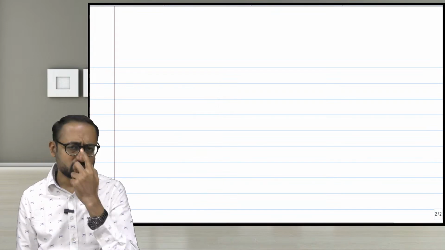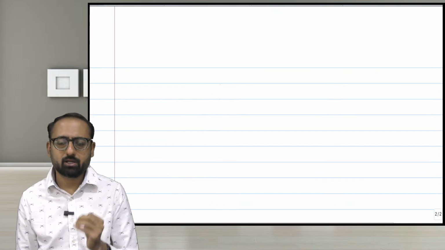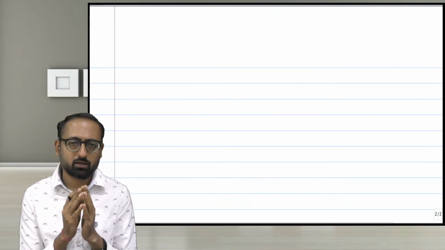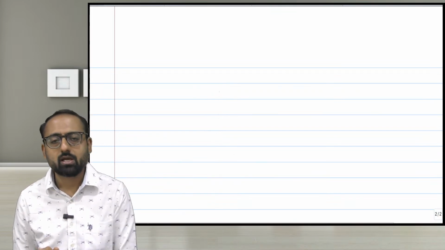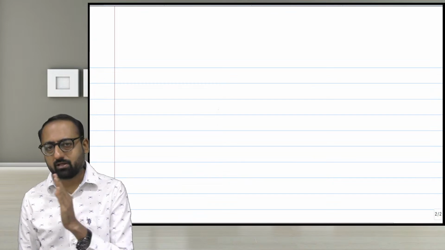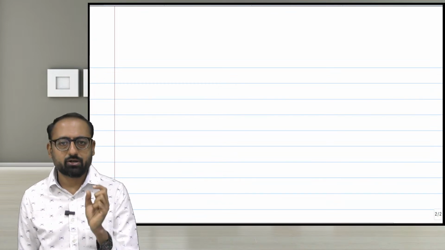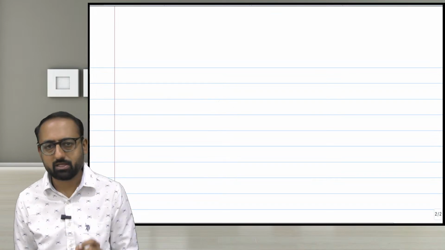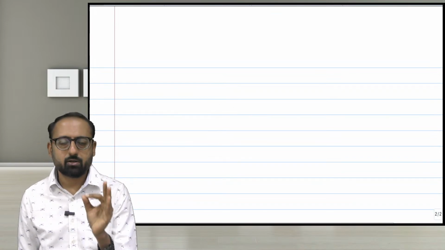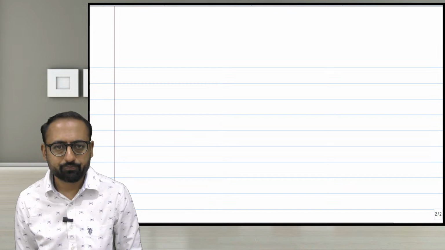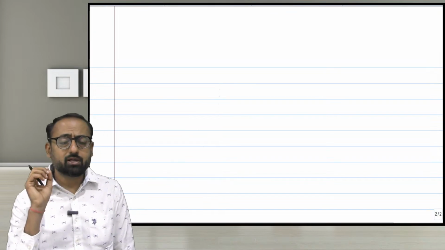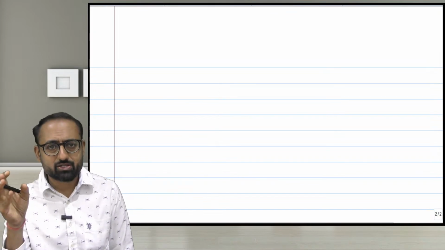Then in the last part, we saw labor turnover. Labor turnover is calculated with the help of three methods: separation method, replacement method, and flux method. Under the separation method, the formula is the number of workers separated divided by the average number of workers into 100. In workers separated, we consider workers who left and those discharged.